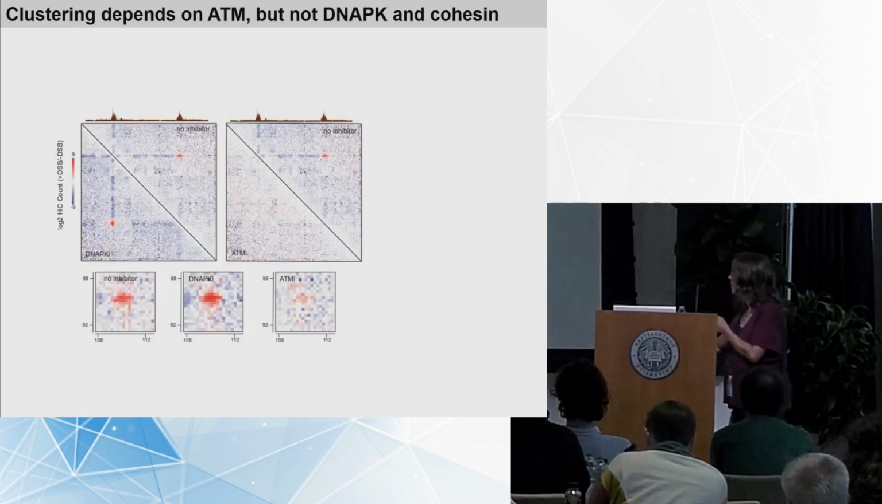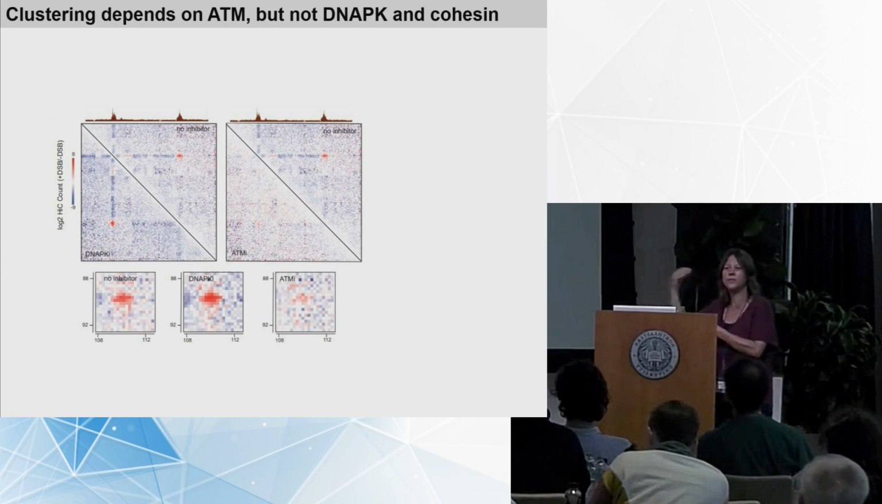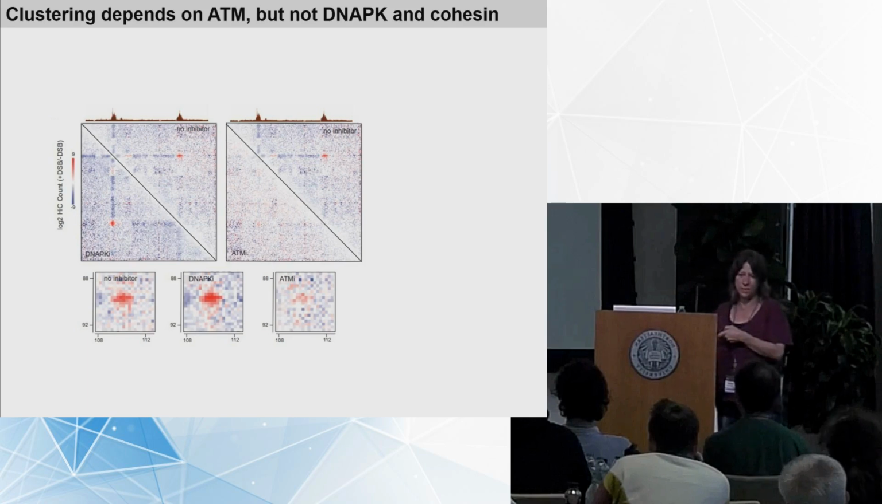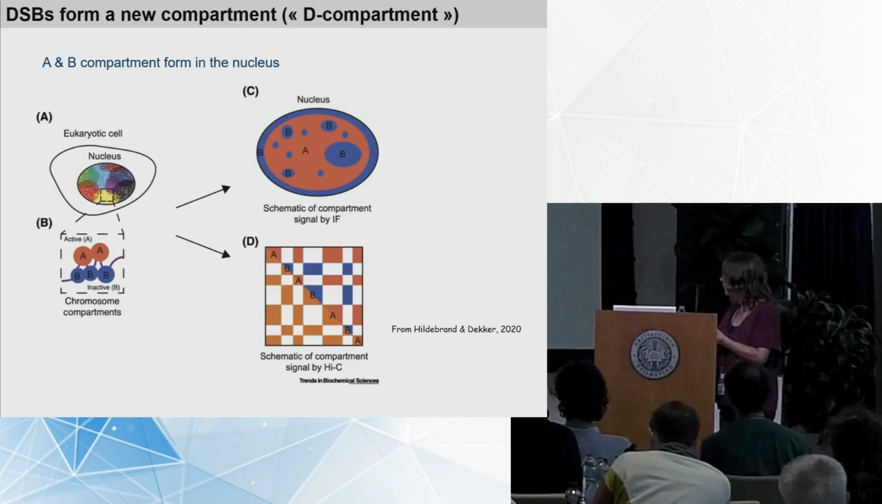So this process is entirely dependent on the ATM kinase, because if you inhibit the ATM kinase that is phosphorylating H2AX, then you completely lose this clustering ability, or strongly impede the clustering. And this is not dependent on DNA-PK, which is another DNA damage responsive kinase. Okay. And if anything, DNA-PK inhibition rather increases the DSB clustering.